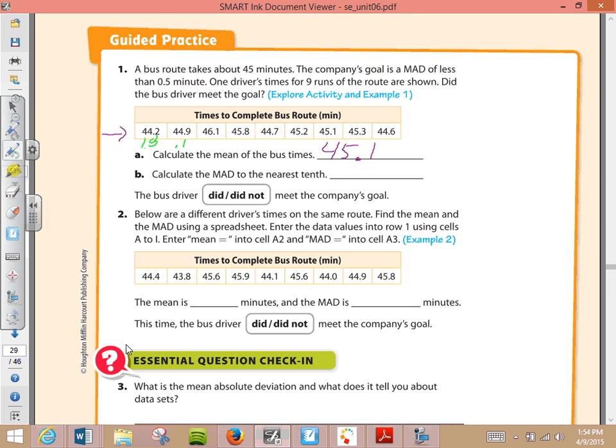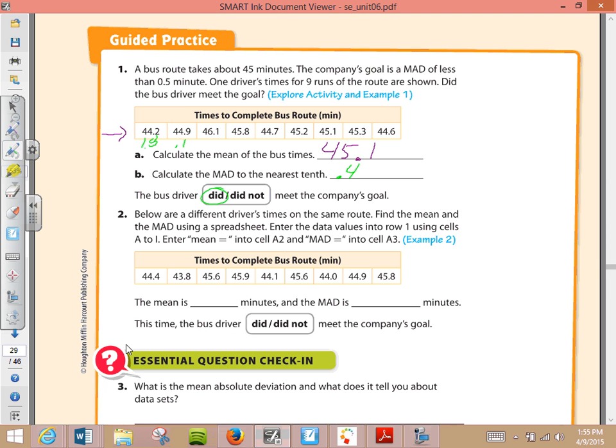Do not round on these, because we talk about decimals. They make a huge difference. So anybody who did not round, what was the MAD? What do you get? 0.43 was what I saw in the first period. Well, 0.4 is fine, I'll take 0.4. For that one, then yeah, you would put just 0.4. Okay, you have to explain those things. The bus driver did or did not meet the company's goal? Yeah, he did because it's under the 0.5 minute.